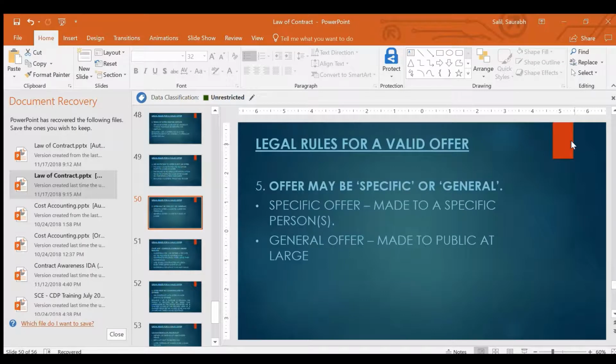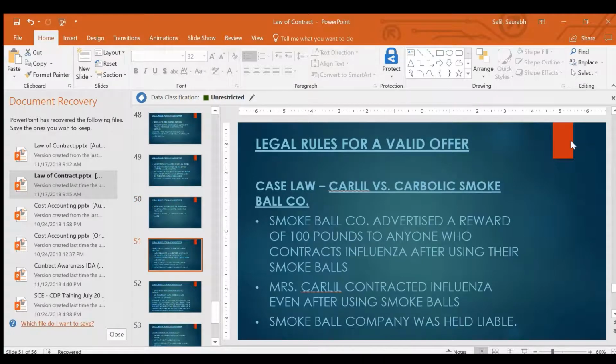Okay. Now, what is a general offer? A general offer is an offer which is made to the public at large, right? So there is a famous case law for this general offer. This case is called Carlill versus Carbolic Smokeball Company. In this case, Carbolic Smokeball Company advertised to the public that anyone who contracts influenza after having used their smoke balls 3 times a day for 2 weeks as per the printed directions will be paid £100 by the company.